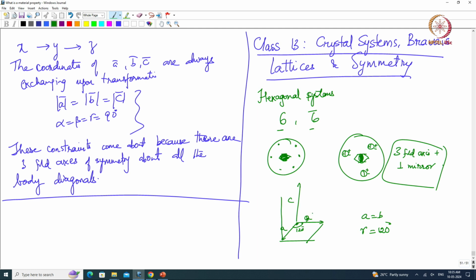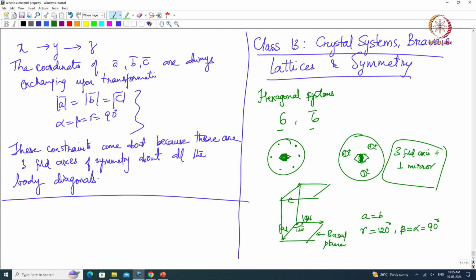So, instead of A, I am just going to write this as mod A and mod A, and you have a C which is perpendicular. So, beta equal to alpha equal to 90 degrees, right, which is perpendicular to the basal plane. So, this is what is called a basal plane of the unit cell, right. The rest of them are what are called prismatic planes or pyramidal planes, right.